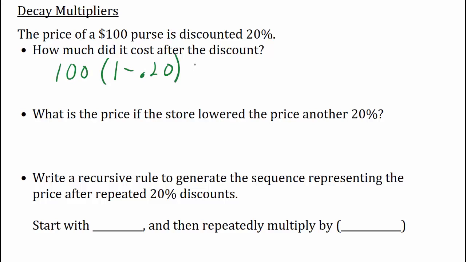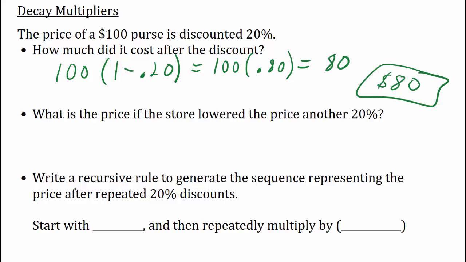We can multiply by 1 minus the discount. Or in other words, we can multiply 100 by 0.80. If we think about it, that makes sense, because we're going to keep 80% of the value. So we're losing 20% of the value, but we're keeping 80% of the value. So after the discount, the purse costs $80.